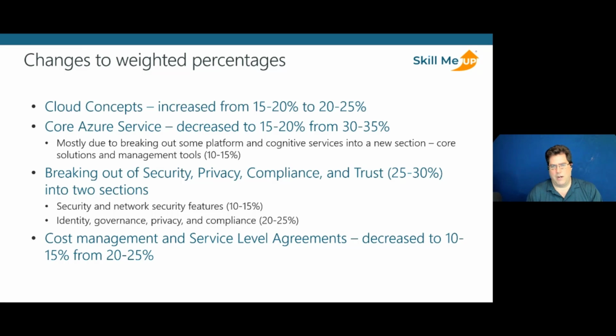And then again, with the Security, Privacy, Compliance, and Trust, which was a 25 to 30% section, they broke that out into 2 sections. That's security and networking, specific security features as well as network security features, and then identity governance, privacy, and compliance in its own section as well. You can see that the piece around identity governance and compliance is actually close to the same percentage of the previous section, and then the security and network security is a little bit lower requirement in terms of the weighted value of things.